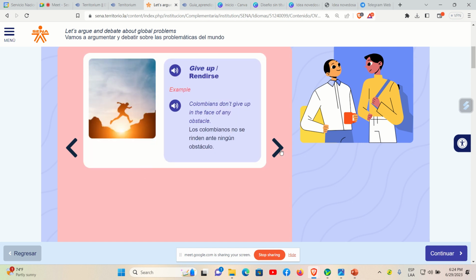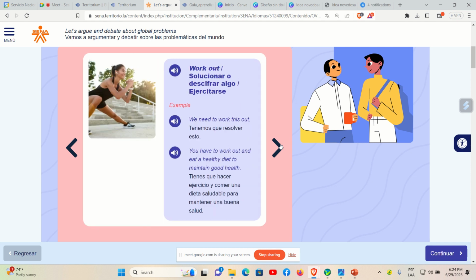Give up. Colombians don't give up in the face of any obstacle. Don't give up. I think that you have just heard about this phrasal verb, right? This is very common. Don't give up. I think that is a song. Work out. This is my favorite phrasal verb.